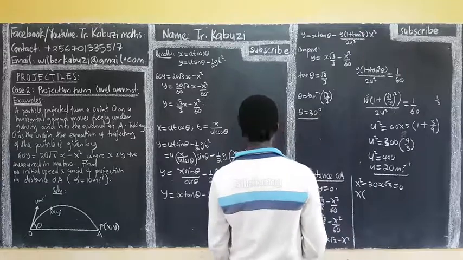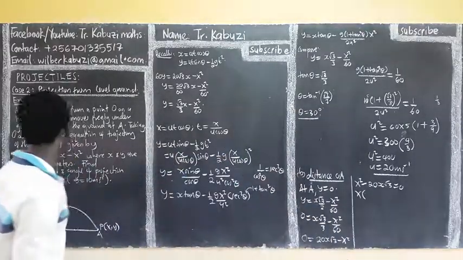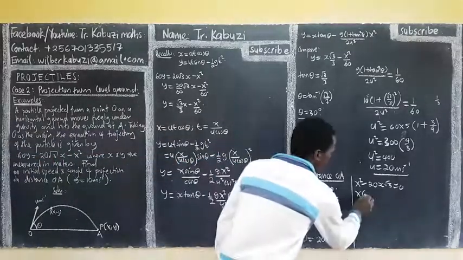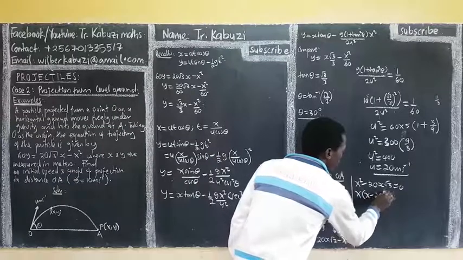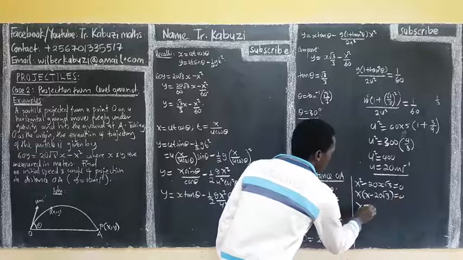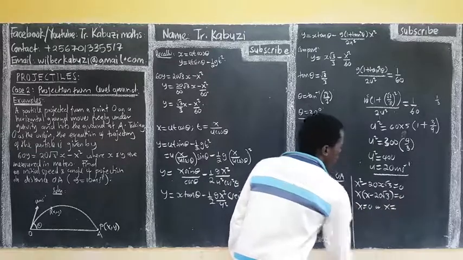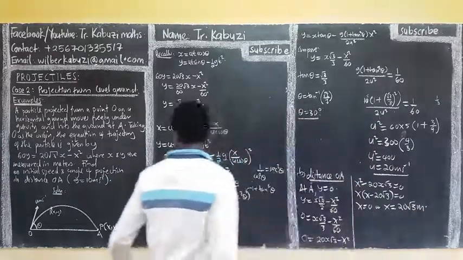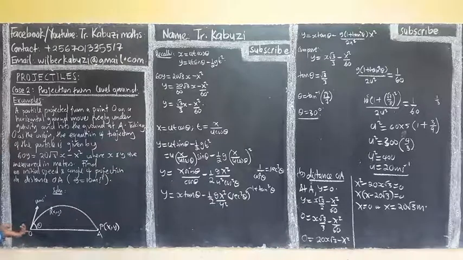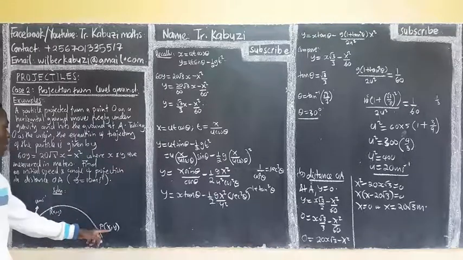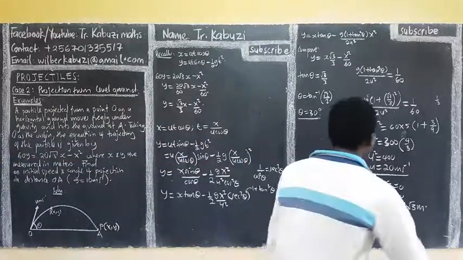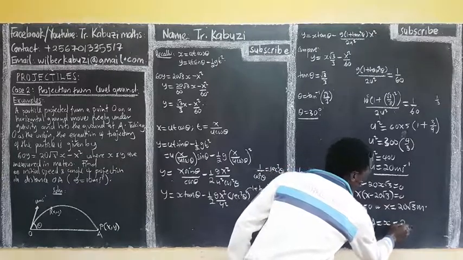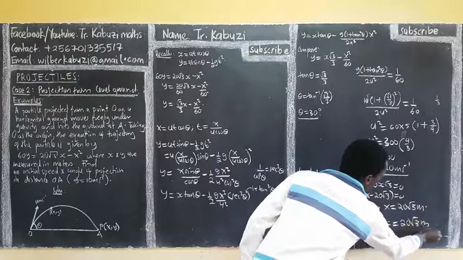We take out this x. Our x is going to be the horizontal, which we are looking for here. So x times x minus 20√3 equals 0. So either our x is 0 or our x is going to be 20√3 meters. For x to be 0, it means that our particle is here at the origin. For it to come here, x is going to be this. Therefore, our OA is going to be x equaling 20√3 meters, and that will be the solution.